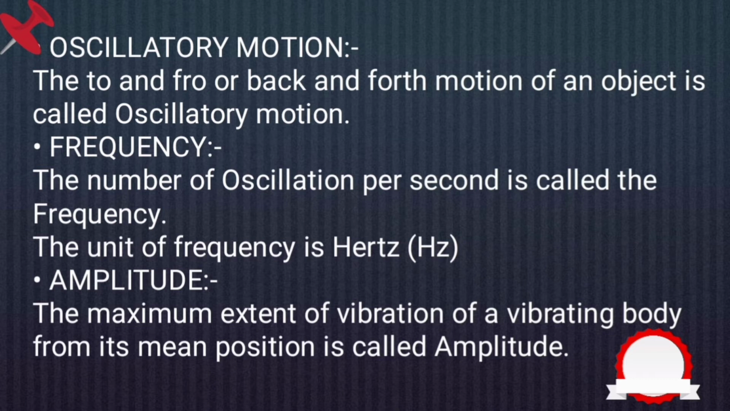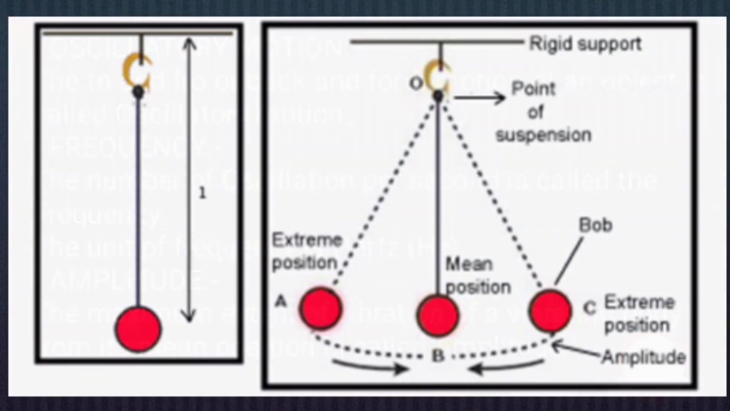Third term is amplitude. What is amplitude? The maximum extent of a vibration of a vibrating body from its mean position is called amplitude. As we have studied, the amplitude is the distance between mean position and extreme position. You can see in the figure that the pendulum is vibrating, and through its vibration we can identify what is amplitude, what is mean position, what is extreme position, what is bob, and what is point of suspension.